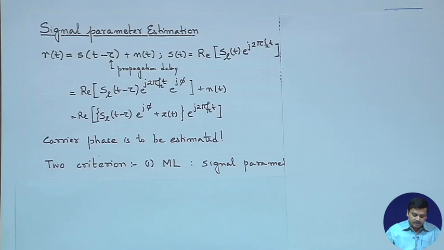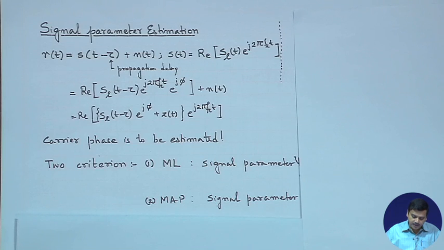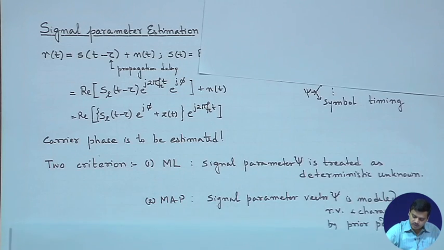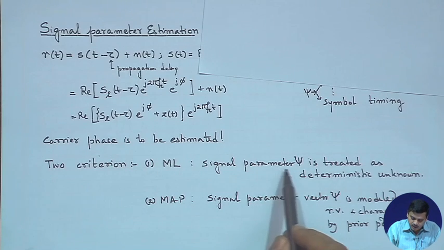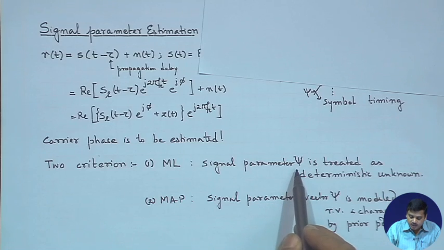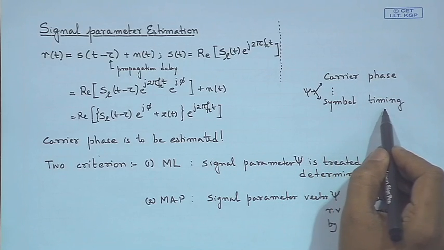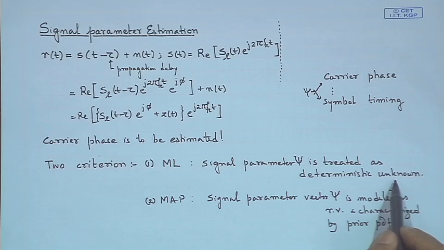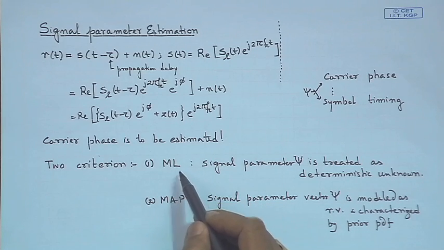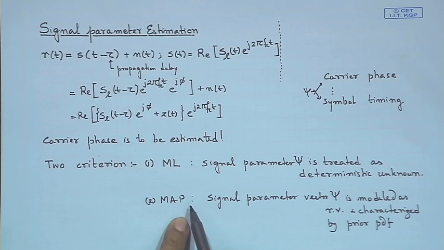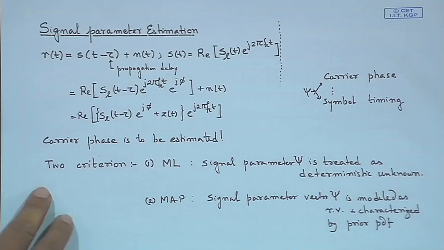So, we need to estimate the carrier phase. That means the phase has to be estimated, and we can use the ML criteria, or we can also use the MAP criteria. The signal parameter, which can be denoted as psi, is sometimes a signal vector if there are more than one parameter. So, psi can have the carrier phase as well as symbol timing, which we will see shortly. It can be treated as deterministic unknown if it is maximum likelihood. If it is MAP, remember we have the prior probabilities. So, these will be modeled as random with prior PDF. That is the difference. So, if you have a prior PDF, you are going to use the MAP criteria. If you do not have that, then you are going to use the ML criteria.